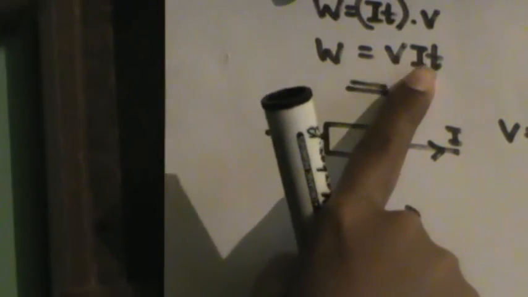So what actually happens is that you can solve it further. V equals IR. So this will be I times R times I times T. That will be I squared RT. And since V equals IR, I is equal to V by R, assuming R is not 0, right?